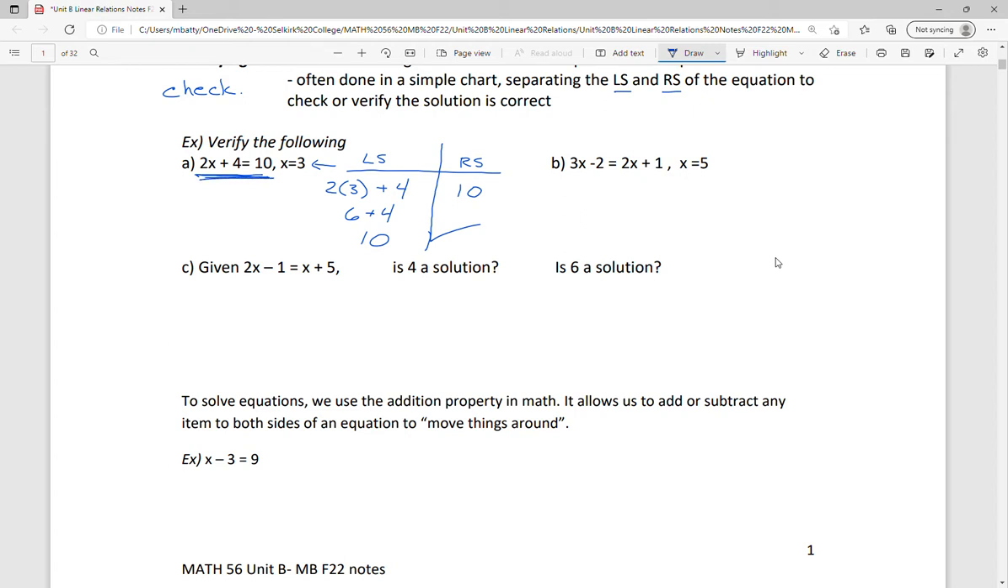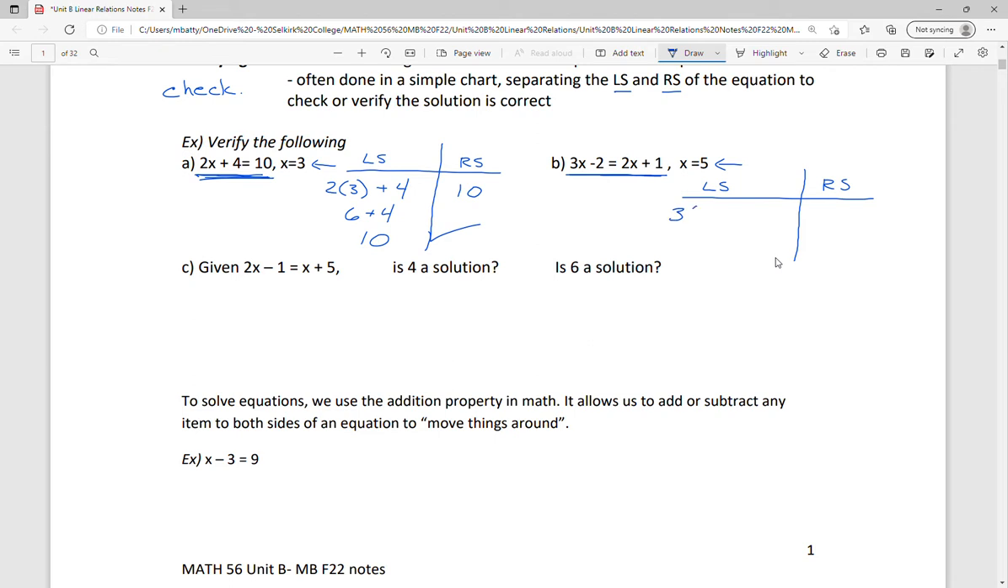Let's try another one. We have a more complicated equation over here. We have a potential solution. If I want to check this, if I want to verify the answer, I'm going to make a simple little chart, breaking down the equation into the left side and the right side. And I'm simply going to evaluate each side to see if it checks out.